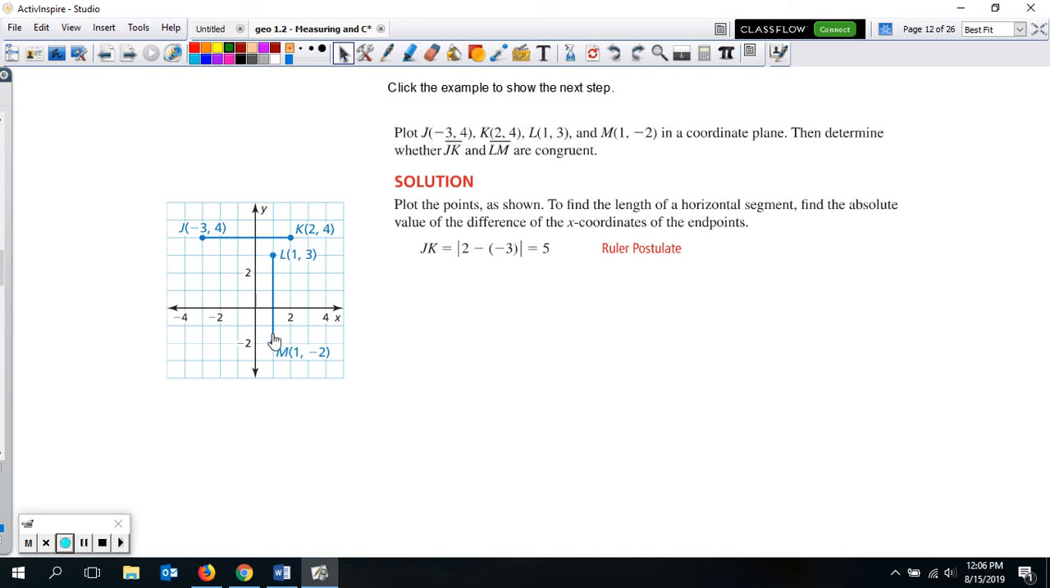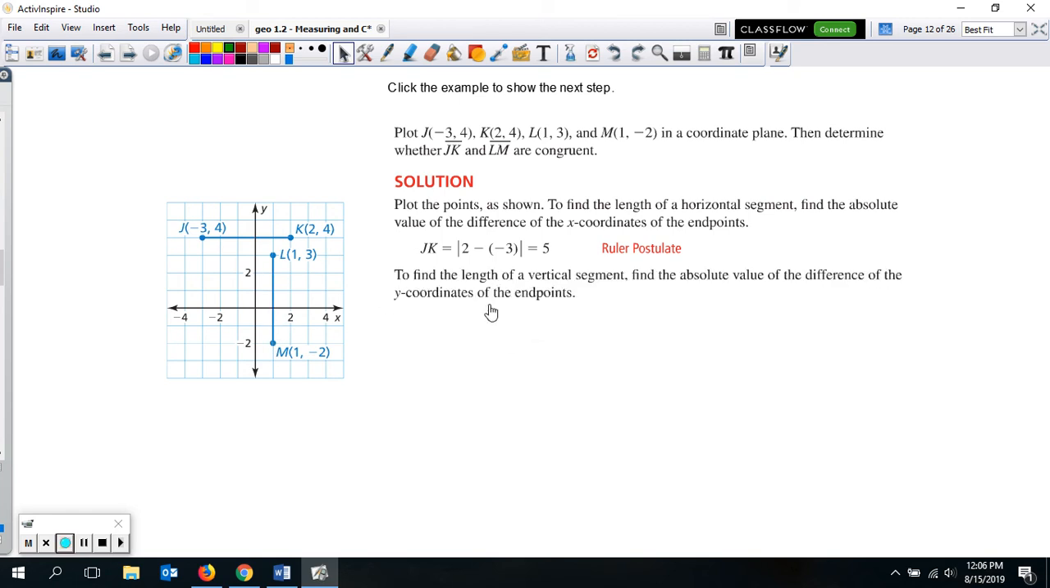On this one, you can see now you could do the same thing. You can count up or down and you can get the number there. Or if you needed to use the numbers and subtract them, you're going to work with the y numbers this time because it is a vertical line. So you'd be working with these numbers, 3 minus -2 or -2 minus 3, either way. It's going to be 5 again, so yes, these are congruent.